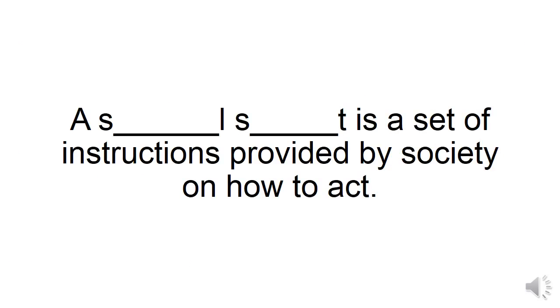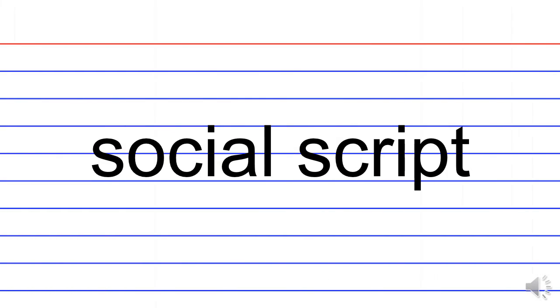A S blank L, S blank T is a set of instructions provided by society on how to act. That would be social script, and it's good to be aware of social scripts but they also have some negative and even positive connotations. You know, there might be a social script for men, women, and even races, which might be biased. So just be familiar with this one because it does show up sometimes.